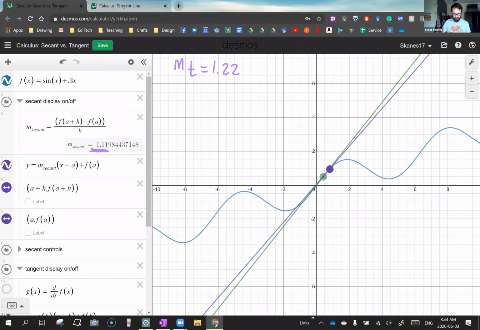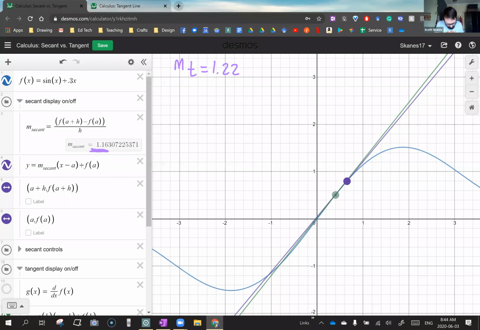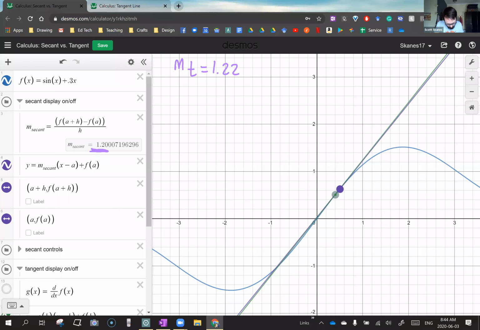Do you see this? Right now it's 1.11. If I get even closer, it's going to be 1.16. If I get even closer, it's going to be 1.2. If I get even closer, it's going to be 1.21. If I get even closer, undefined, because I would be dividing by 0. So we got close, but not quite good enough.